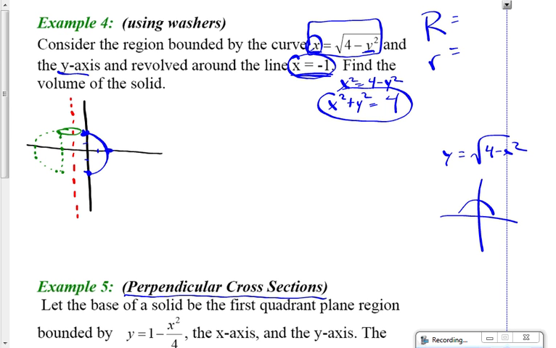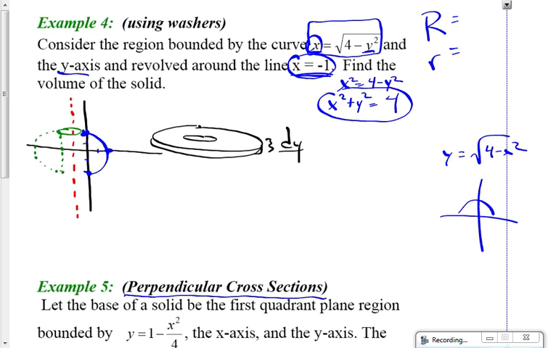Okay. Since we're revolving the region about a vertical line, we're going to need cross sections that look like this. And if my cross section looks like this, what expression is used for the height of the disk or the washer? dx or dy? dy. So we are going to integrate in the y direction. And now we need to identify what's big R, what's little r. Okay?